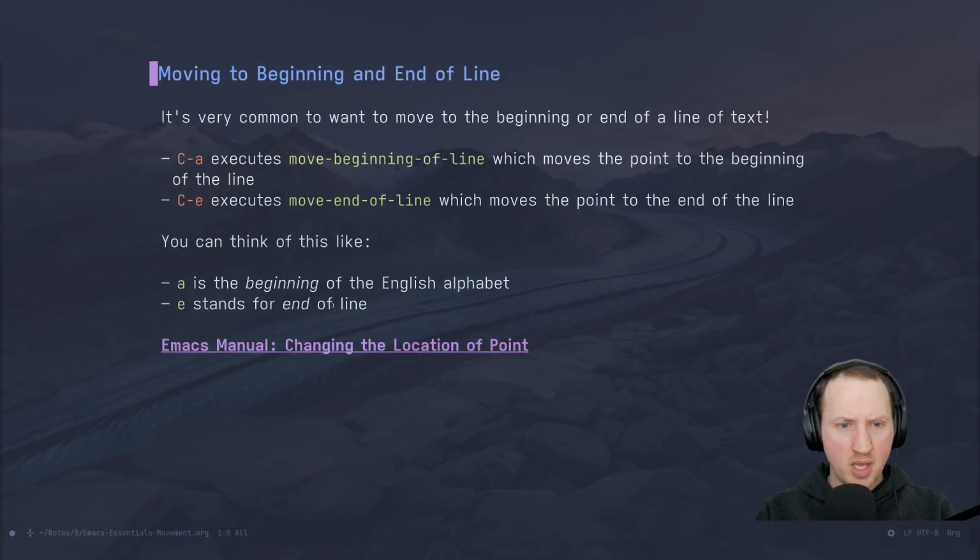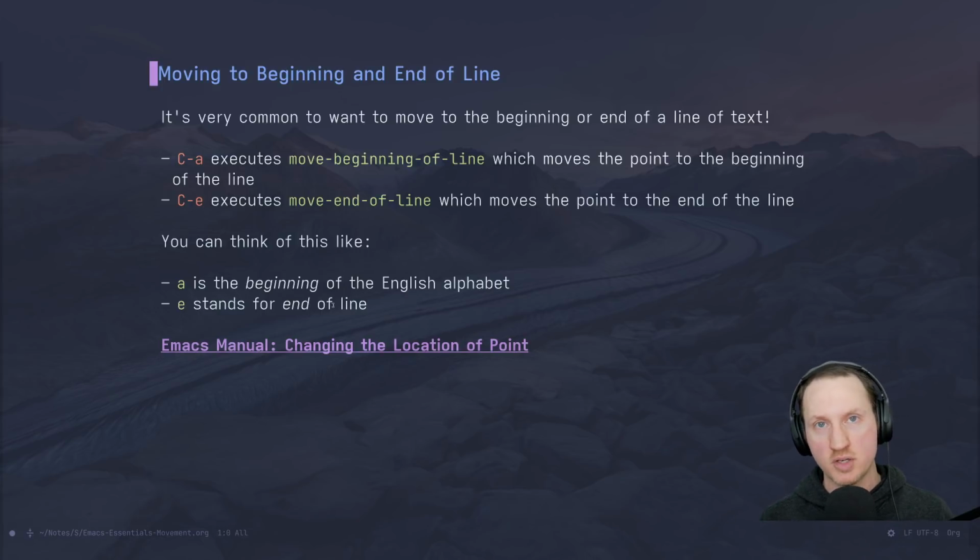All right, so now let's talk about moving to the beginning and the end of the line. Very common operation, something you'll do all day long. I know I definitely do that. So the Control A key executes move beginning of line, which moves the point to the beginning of the line, and Control E executes move end of line, which moves the point to the end of the line.